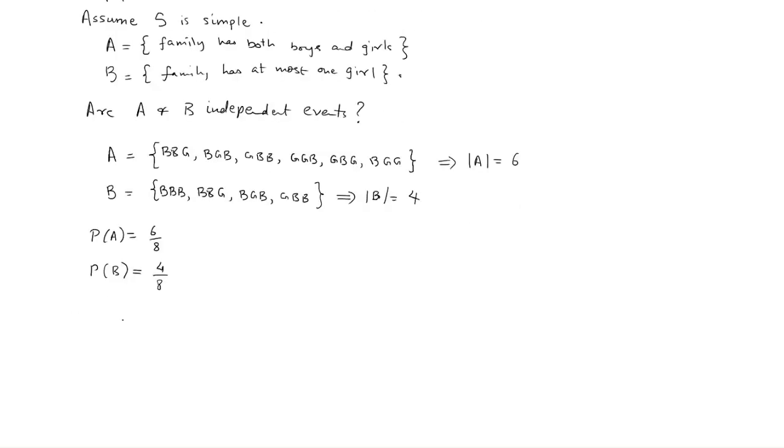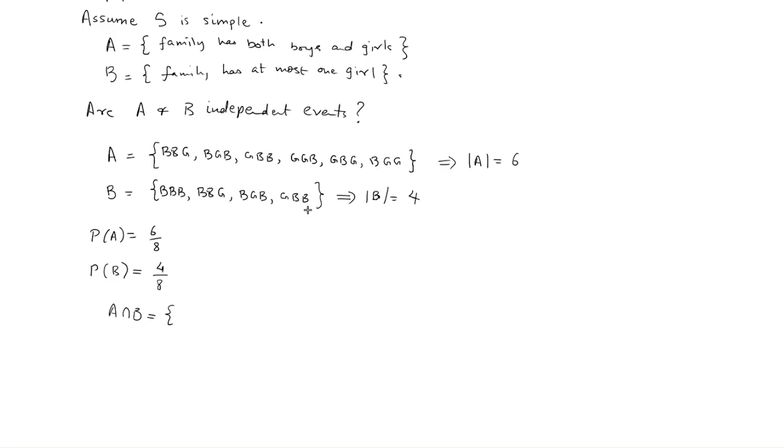So this is 4/8. Now let's consider this other event, A and B, A intersection B. What will you have in this set? Which elements? You have both sets in front of you. You can find the common elements here.